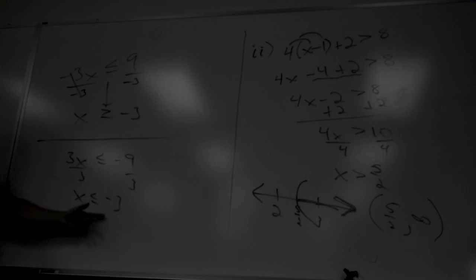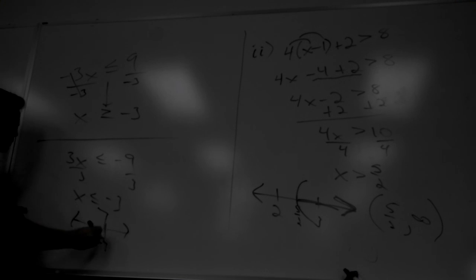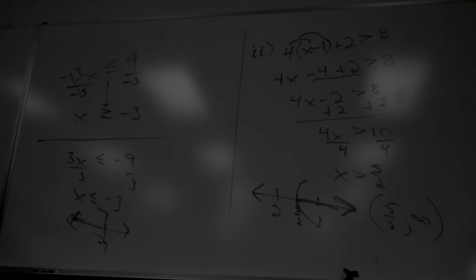Okay, cool. And then you can graph it. Negative 3, it's going to go down, needs a bracket. Bam. You can interval notation it. So that step doesn't change. It's just that sometimes you got to switch that sign.